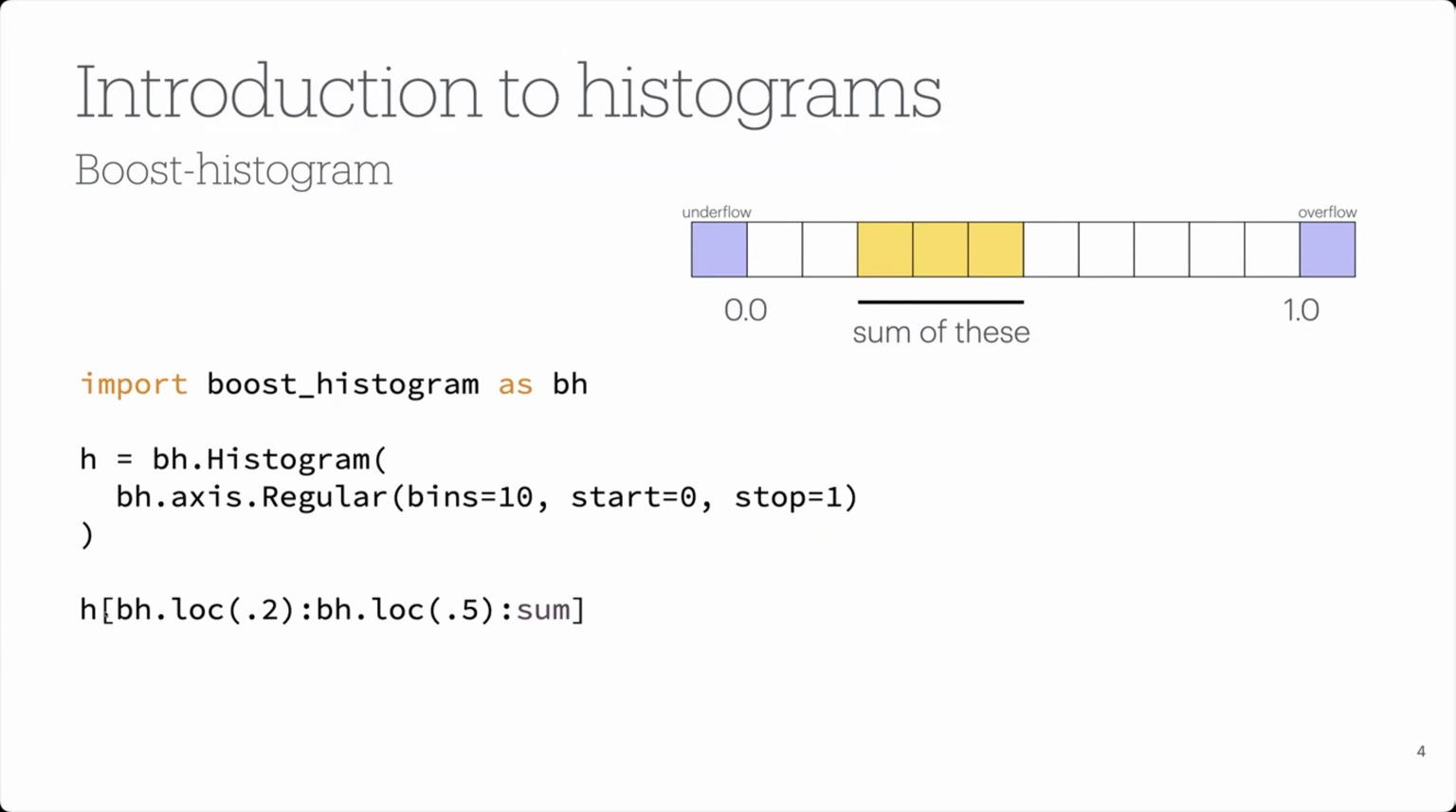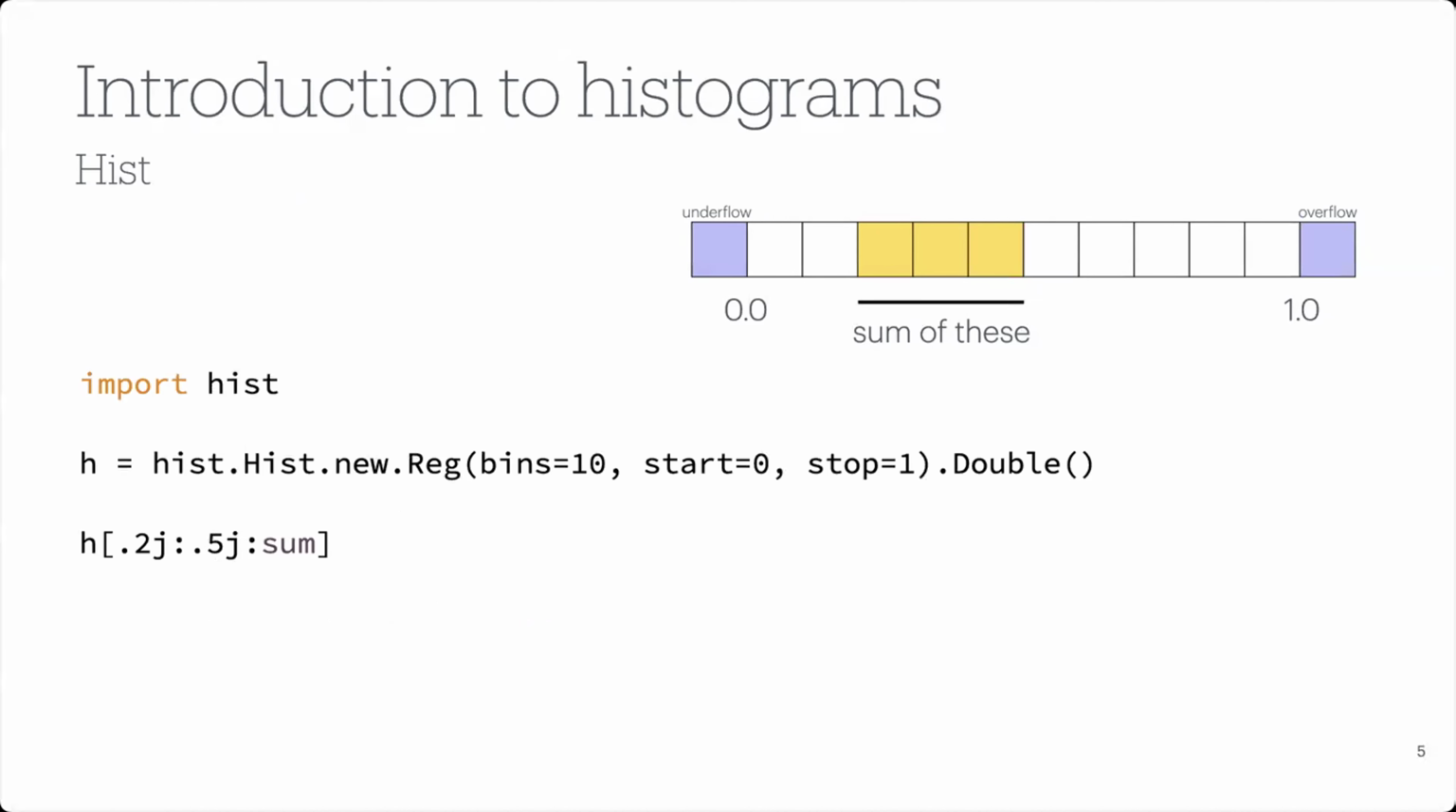And here is how you could do indexing. You can use the bh.loc to convert from data coordinates. So here's 0.2 in data coordinates to 0.5 in data coordinates. And then you can sum over all of those. And so the return of this expression at the bottom will be the sum of the yellow bins you see on the plot.